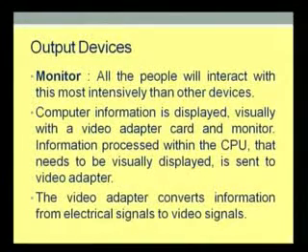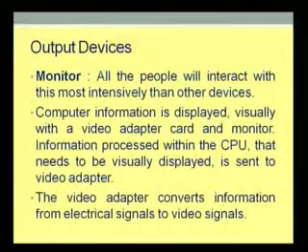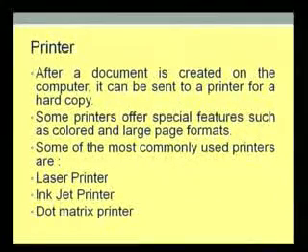The video card will send the signals in an electronic format, but the monitor will convert those electronic signals into visual signals by some process. Now the next output device is our printer. A printer provides output in a printed format. When we prepare a document on our computer system, we can take the hard copy using a printer.